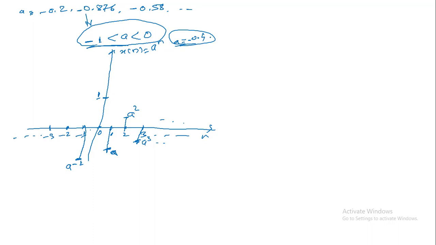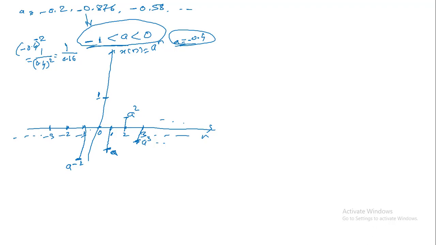Then if I'm taking minus 0.4 raised to the power minus 2, because here n is equal to minus 2, this value I can take as 1 upon 0.4 square, so it will be simply 1 upon 0.16.